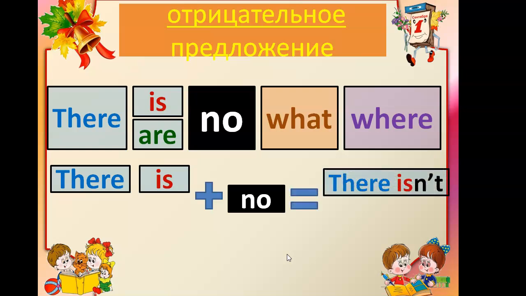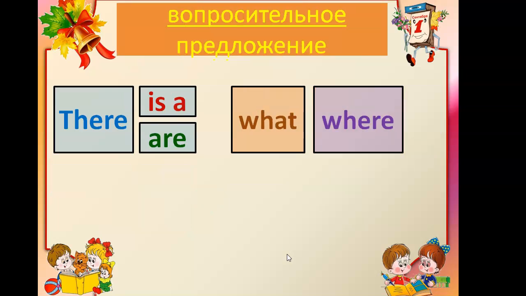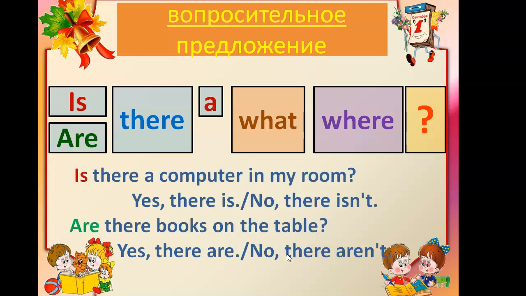There is plus no, there isn't. There are not, there aren't. So, is there a what and where? Is there a computer in my room? Is there in a question sentence? Is there a computer in my room? In my room, where? In my room. What? Computer. Yes, there is. No, there isn't. Are there books on the table? Books, what? Books on the table, where? Yes, there are. No, there aren't.